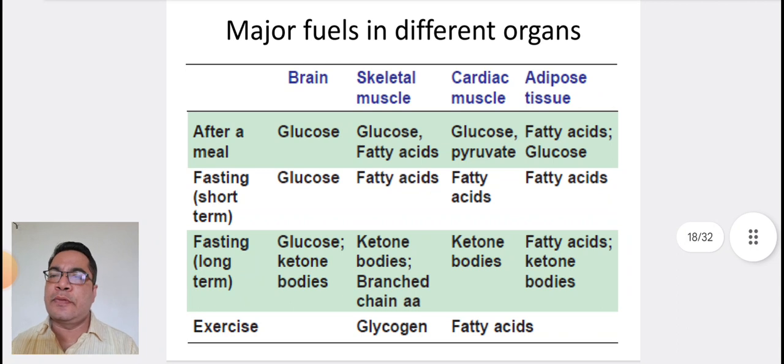In this diagram, we can see that major organs are arranged horizontally, whereas stages of metabolism are arranged vertically.